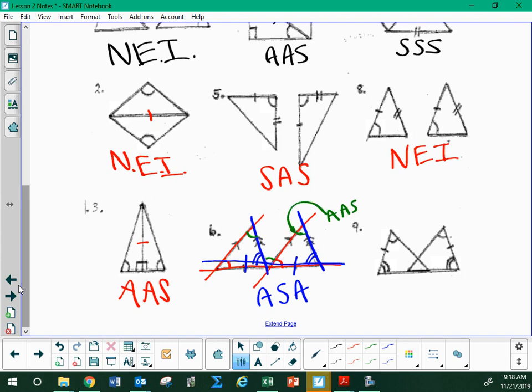All right, number 9. We have overlapping triangles, but we didn't have to do anything additional. We did that, right? It's definitely angle side. Questions with that? Now I want you to draw this somewhere on your notes.